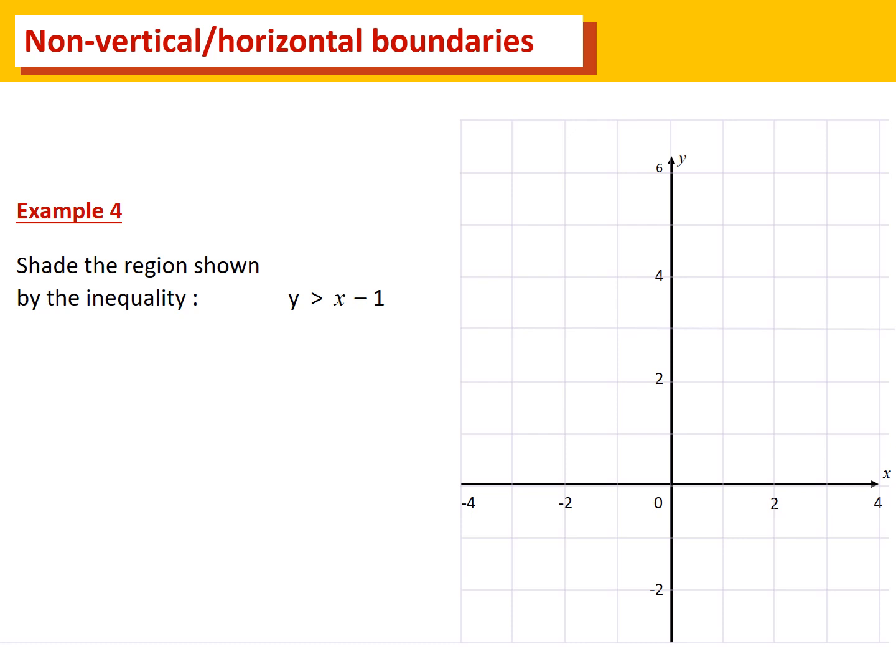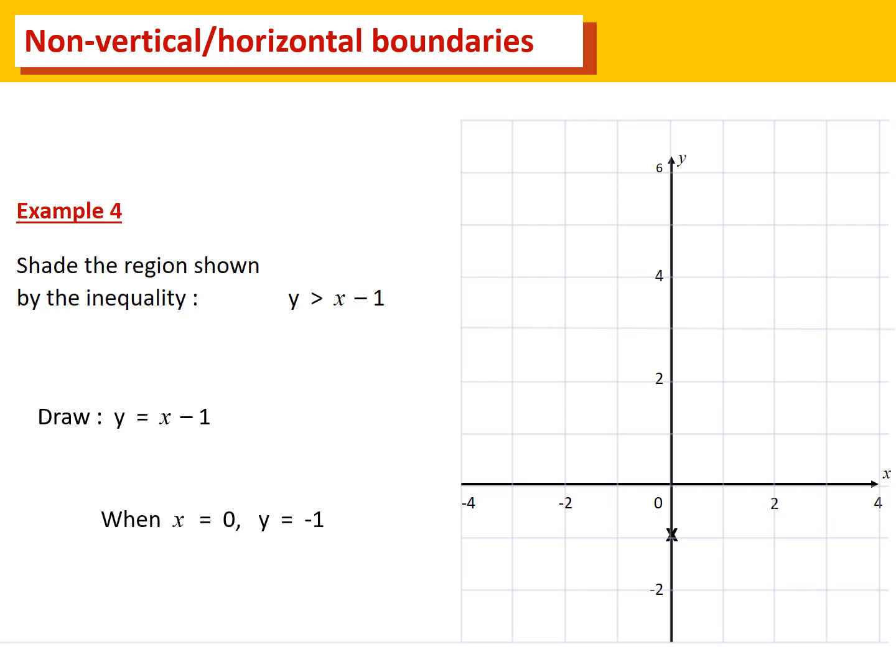Here's another example. Here's another region. Once again, we take the inequality, turn it into an equation. So we want to plot the line y equals x subtract 1. So we pick an x value. When x is 0, stick it into there, and you get y equals 0 subtract 1, which is negative 1. So that's the point 0, negative 1.